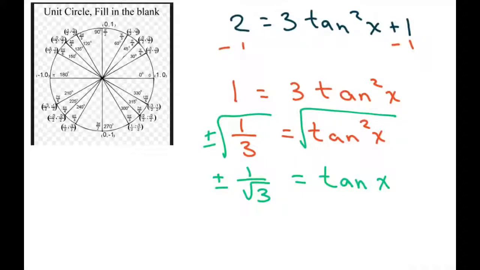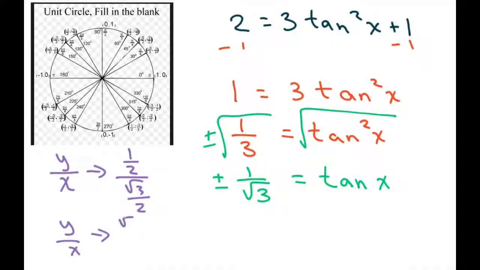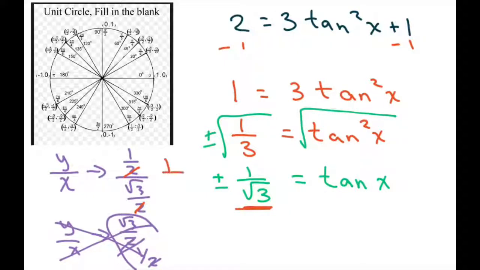Now this one, tan is a little harder, but just remember your tan is really your y over x. And so we know that it's either going to be 1/2 divided by square root of 3 over 2, or we could have square root of 3 divided by 2 divided by 1/2. Now this one doesn't work because this just gives you square root of 3. However, when you cross these twos out, you get this. So you get 1 over square root of 3.